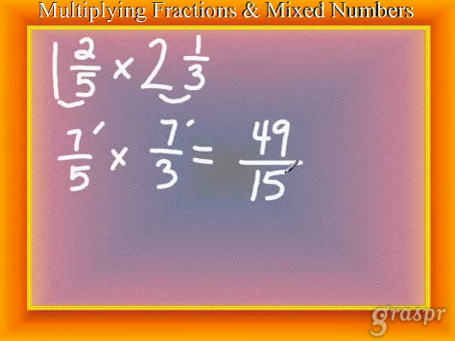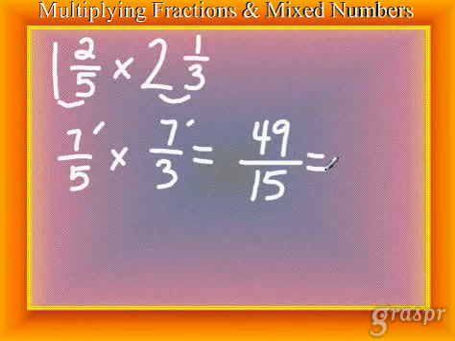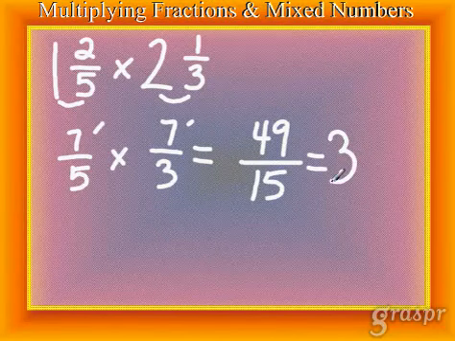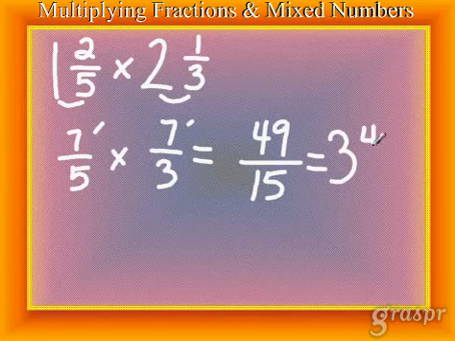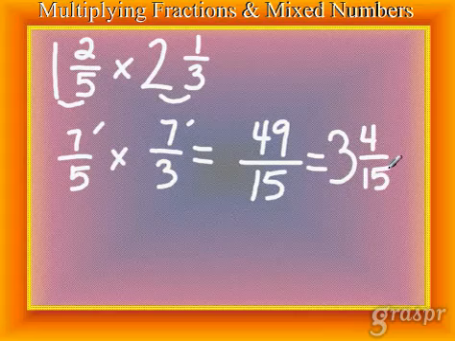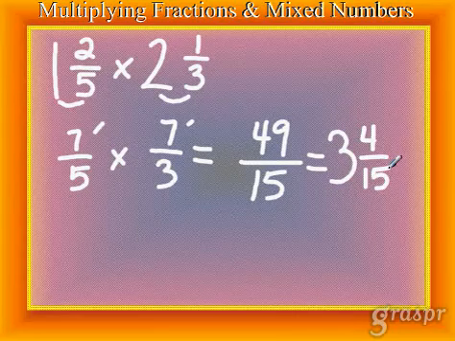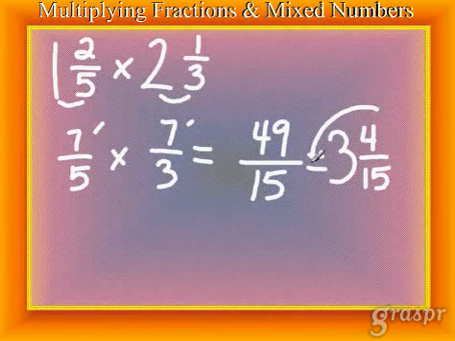Now you see that that's an improper fraction. You know that 15 goes into 49 3 whole times because 15 times 3 is 45. That leaves us with 4 left over. We keep our current denominator of 15. So looking back at our original problem, 1 2/5 times 2 1/3 equals 3 4/15.